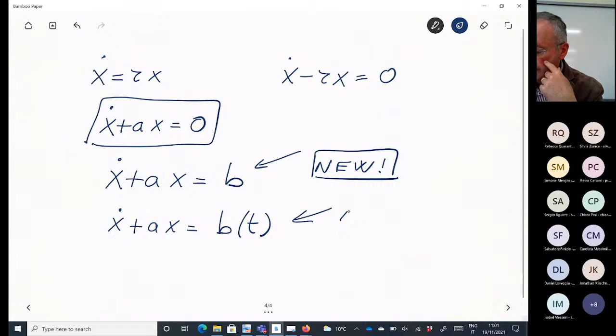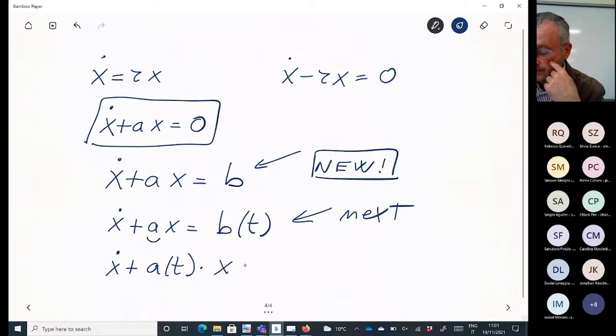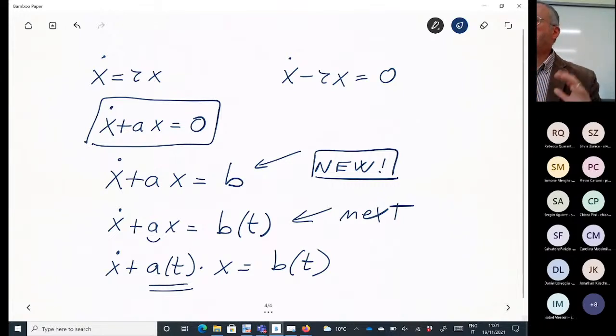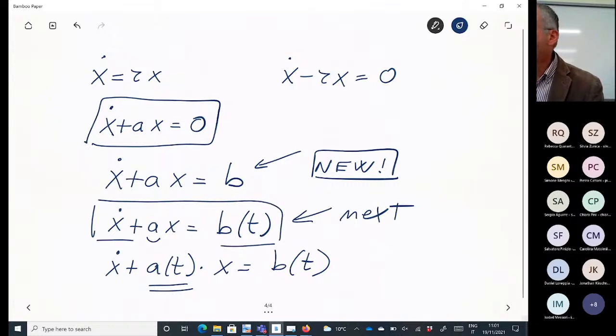So next. And we may have a more general model in which also this coefficient is changing over time. I will only say something about this, but the techniques to solve this are just more complicated computationally, and are based on the techniques to solve this one. So this is the more general model of a first order linear differential equation.